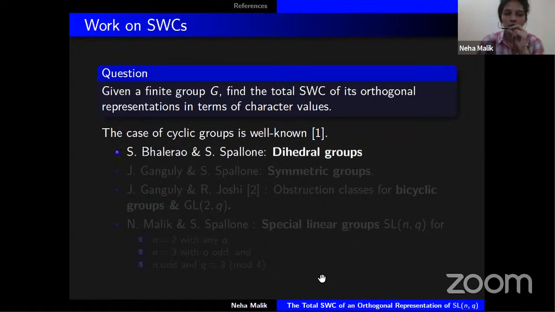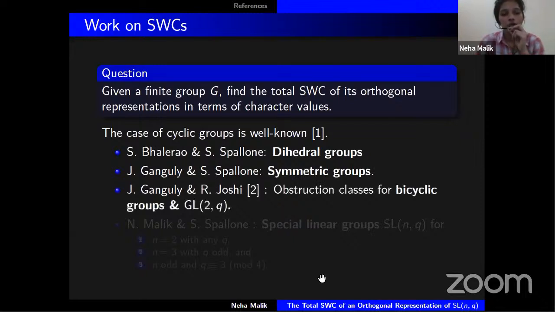The first work that I want to mention is the work of Sujit Bhalerao and Steven Spellon on the class of dihedral groups. Next is Jyotirmay Ganguly and Steven Spellon on symmetric groups. Next is Jyotirmay Ganguly and Rohit Joshi, who worked on the obstruction classes for bicyclic groups and GL2Q. By obstruction classes, I mean the first non-trivial Stiefel-Whitney class Wi of pi such that i is greater than 0.